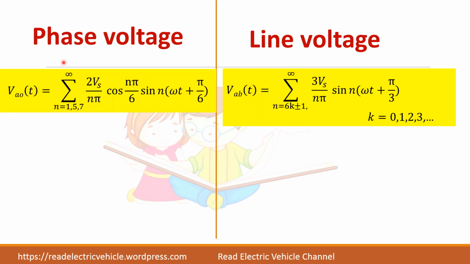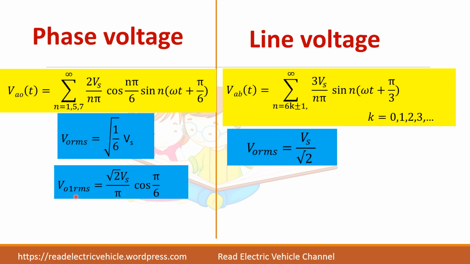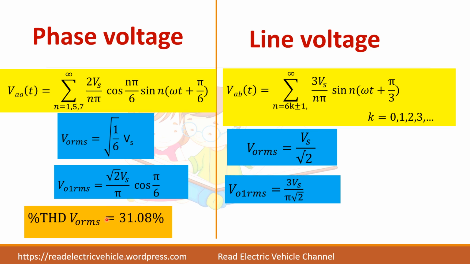So let us see the phase voltage and line voltage. So this is the Fourier series expression for both the cases, and the RMS value in both the cases, and the fundamental value. If you find the THD, it will be the same in both line voltage and phase voltage.